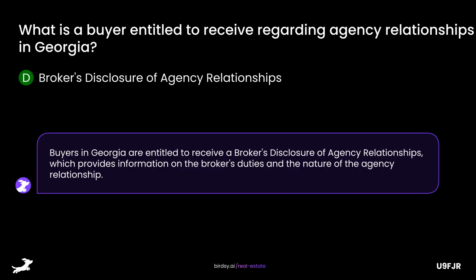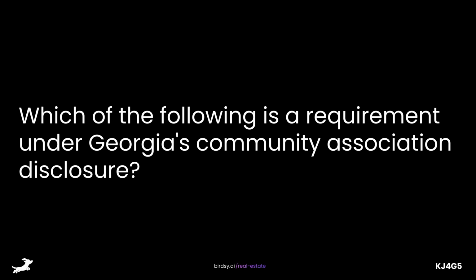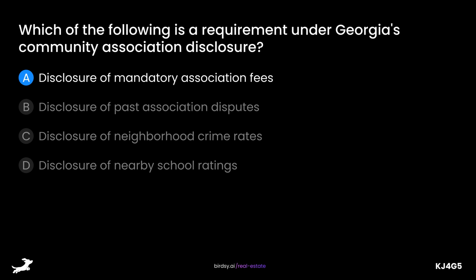Buyers in Georgia are entitled to receive a broker's disclosure of agency relationships, which provides information on the broker's duties and the nature of the agency relationship. Which of the following is a requirement under Georgia's Community Association disclosure? Is it A, disclosure of mandatory association fees, B, disclosure of past association disputes, C, disclosure of neighborhood crime rates, or D, disclosure of nearby school ratings? The answer is A, disclosure of mandatory association fees.